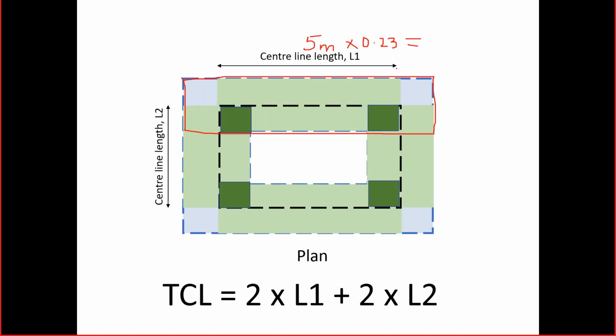5 meters is the centerline length, which I'm doing from here to here. So I'll get total quantity of 5 meter length, multiplied by this width of 0.23. I have done the excavation, let us assume like that. So what do I get? 5 into 0.23 is 1.15.